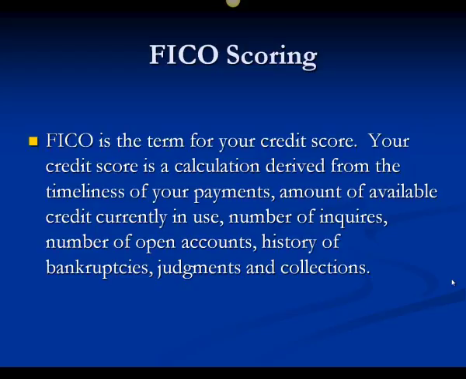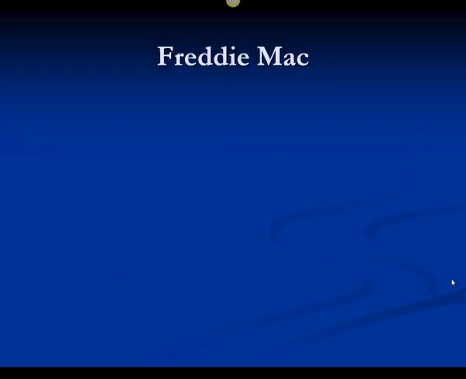It's basically a calculation based on a whole slew of things: timeliness of payments, amounts available on your credit lines, numbers of inquiries, number of open accounts, history of bankruptcies, judgments, collections. All of these things are put into a computer model, and they spit out a credit score. So when people say FICO score, they're talking about your credit score.